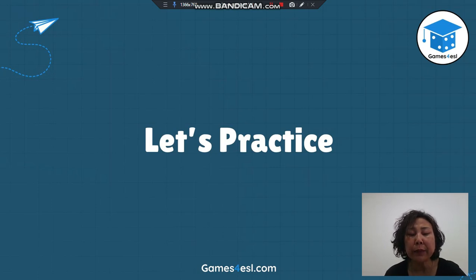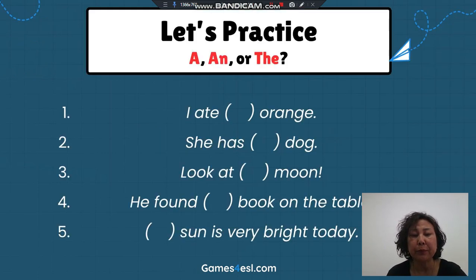Now let's practice articles. In these exercises, you must put articles in the brackets. For example, I ate (article) orange. She has (article) dog. Look at (article) moon. He found (article) book on the table. (Article) sun is very bright today. What are the articles? Now, if you put articles in the brackets, let's check.